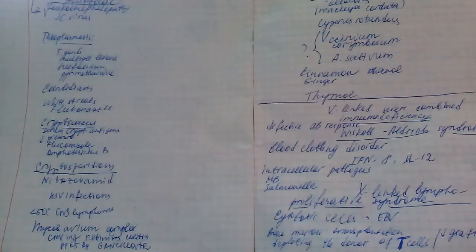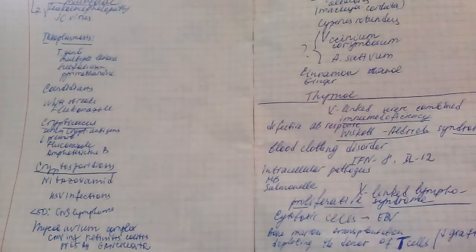X-linked lymphoproliferative syndrome is characterized by defects in cytotoxic cells that lead to Epstein-Barr viral infection. In all inherited immunodeficiency syndromes, bone marrow transplantation is prescribed. But bone marrow should be depleted of donor T cells in order to prevent graft versus host reaction.